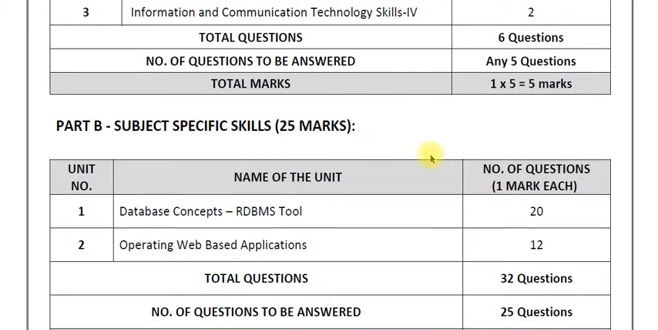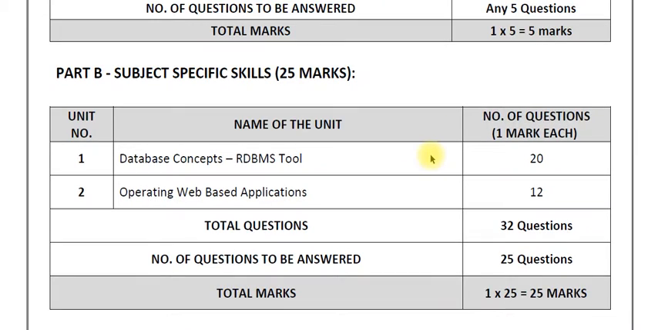Now part B, subject specific skills. This part is going to be a little bit different. In this, unit number 1 is database concepts, and the second unit is operating web based applications. Between these two part B chapters, unit 1 is relatively tough. If you are studying this part, it's very easy.